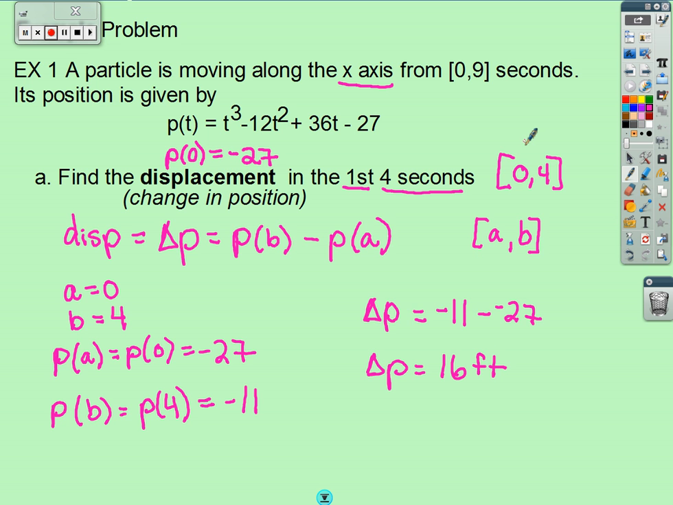So if I took a picture of the particle at 0 seconds, it was at negative 27 on the number line. If I took another picture of the particle at 4 seconds, it would have been at negative 11 on the x-axis. So displacement is, what's that change? How much did it change? Well, it changed 16 feet in those 4 seconds if I just look at from 0 to 4.